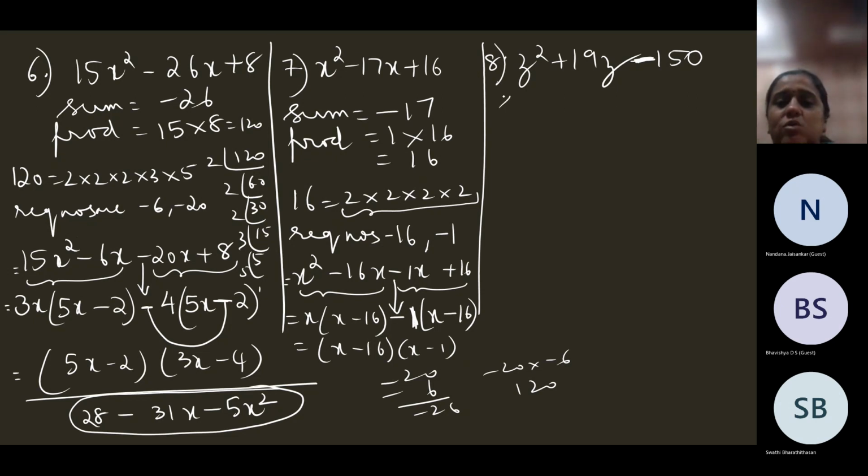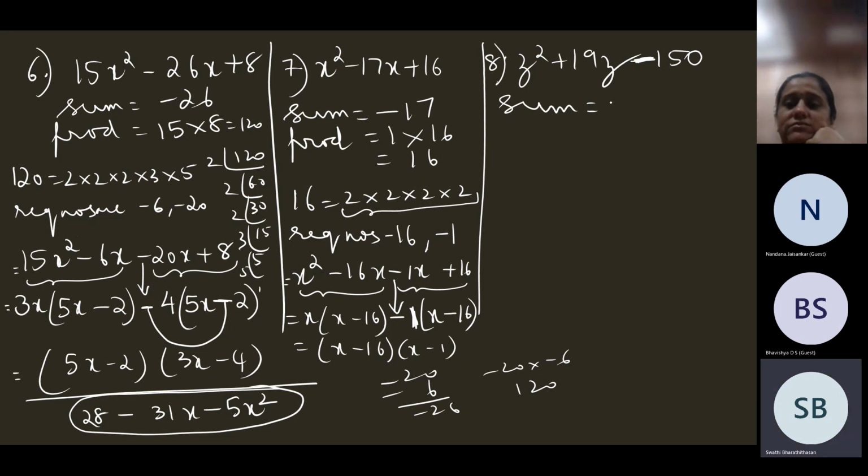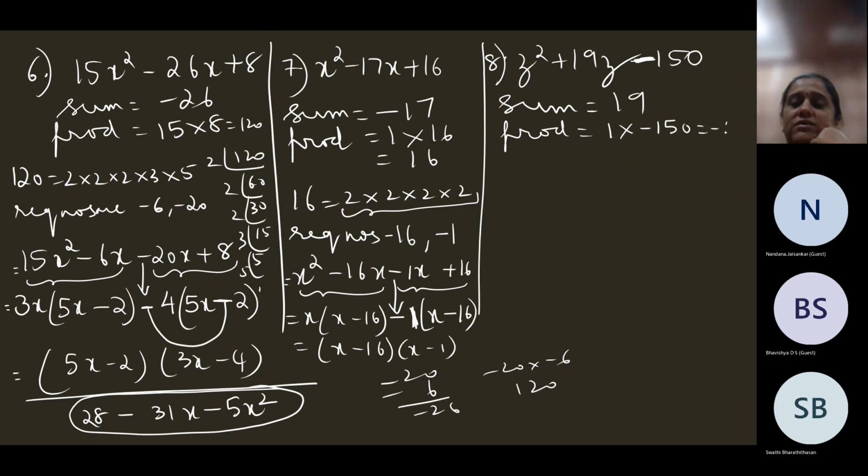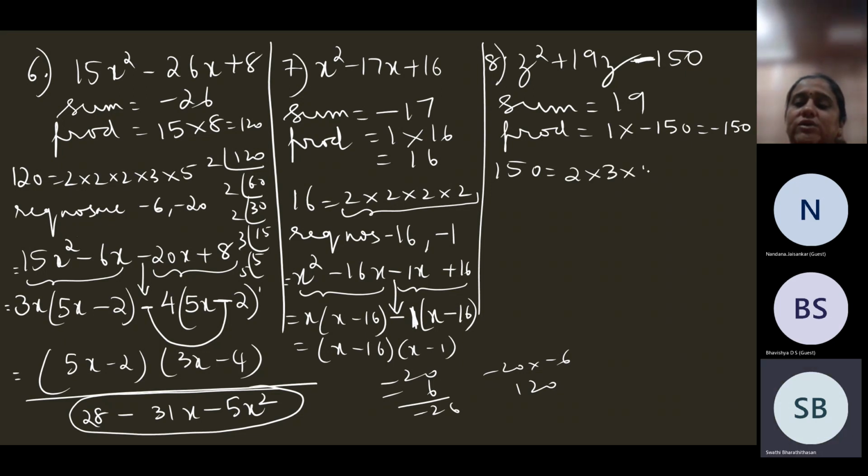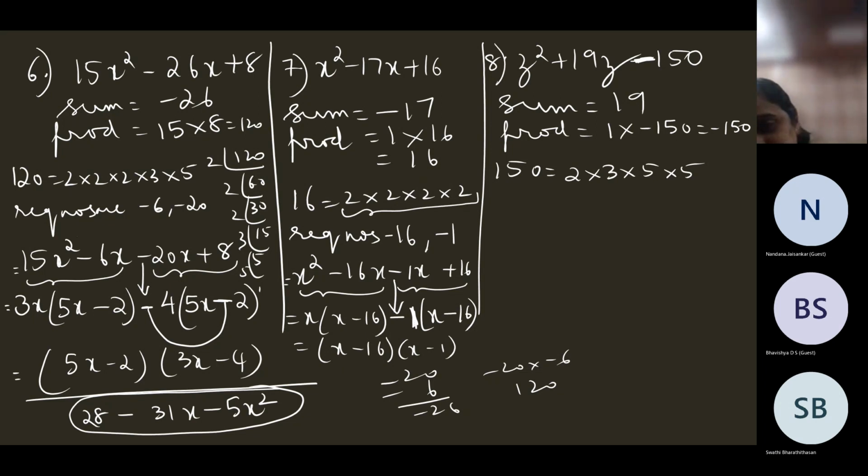Now tell me the 8th one, children. What is the sum? 19, ma'am. And product? Minus 150. Yeah. So what will you get for 150? 150 is 15 tens. So 15 tens. So it will be 2 into 15, so into 5 like this. 6. Okay. Yeah.